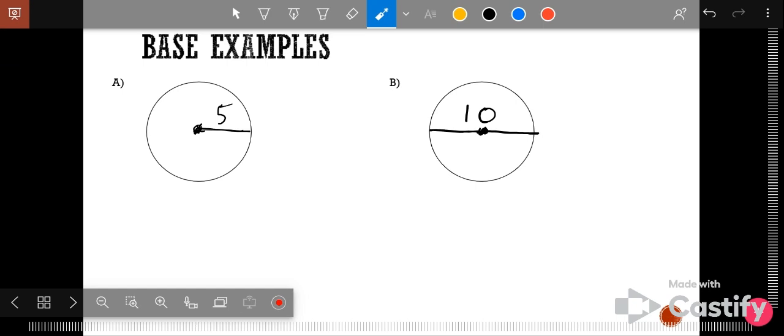And then we're just going to do a base example. Now, this looks like it's examples, and it says examples plural, but this is really the same problem drawn 2 different ways. On the left here, we have a radius of 5. And on the right, we have a diameter of 10. But in both cases, the radius is 5, because here, that's just what it is. And here, if the diameter is 10, then the radius is going to be 10 divided by 2, or 5.